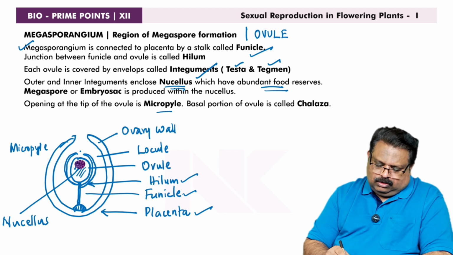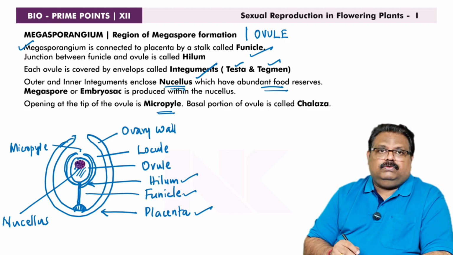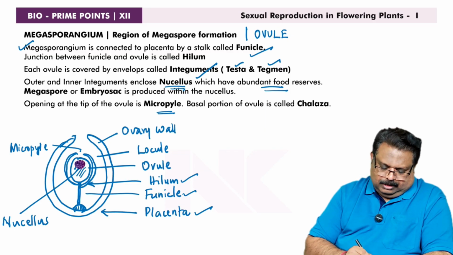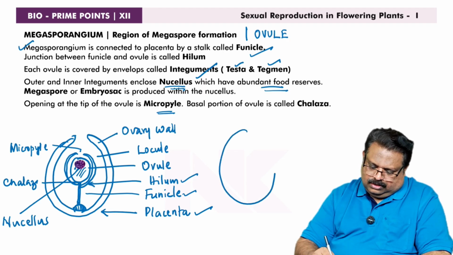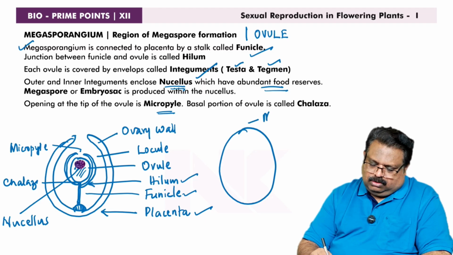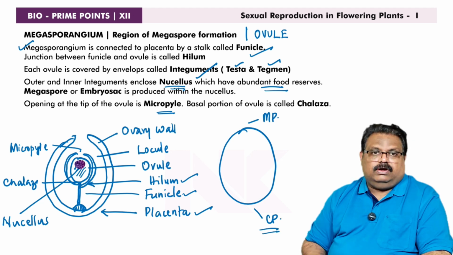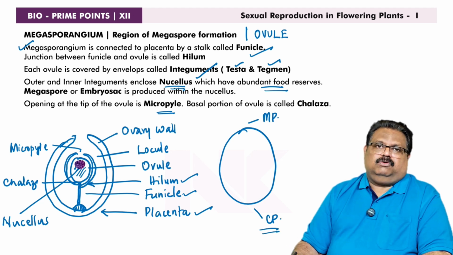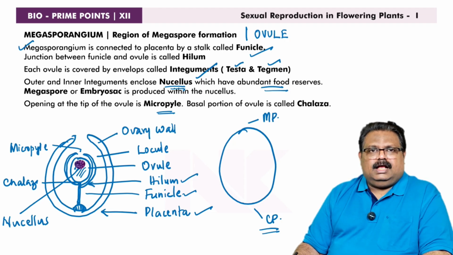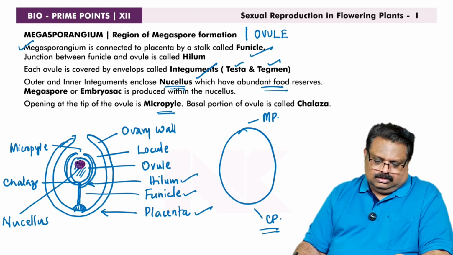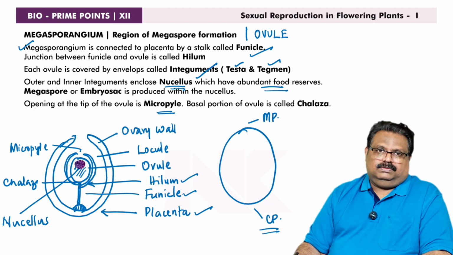Opening at the tip of the ovule is micropyle. You see, this is a micropyle. The basal portion of the ovule, where the funicle attaches, the opposite point of the micropyle, that pole is called chalaza. This is the chalaza. So suppose this is the ovule. One pole is called micropylar pole. The opposite pole is called chalazal pole. The base is called chalaza. The open tip is called micropyle. So these are the regions of megasporangium. Megasporangium is the area for megaspore formation or megasporogenesis. The megasporangium is otherwise called ovule. Okay.